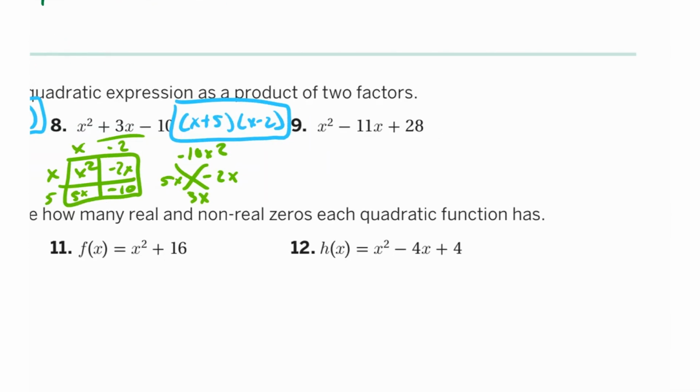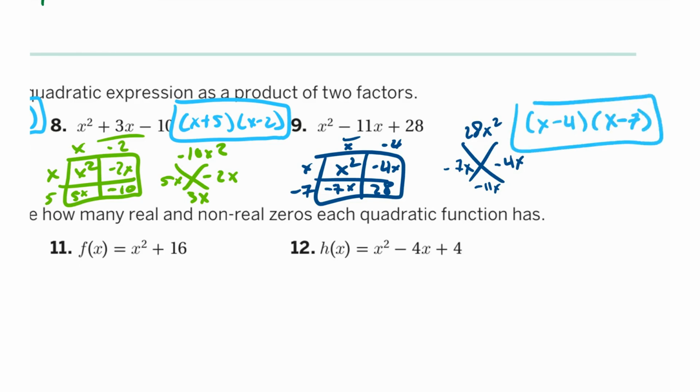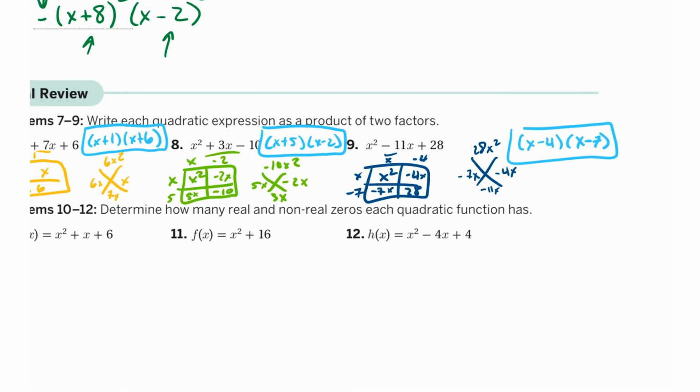And for number 9, first term, first box, last term, last box. Middle term of negative 11 has to multiply to 28x squared, which I would say is negative 7x and negative 4x. And then I factor to get my answer here of x minus 4 times x minus 7. So that's how we factor our trinomials there.